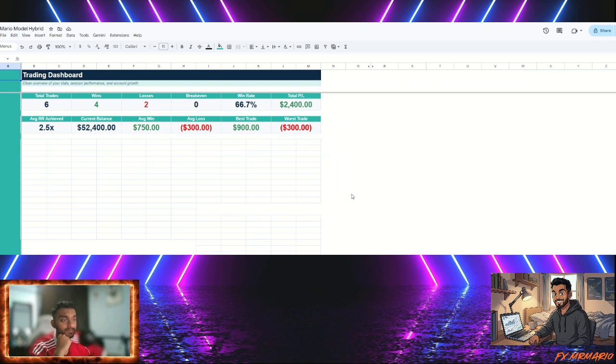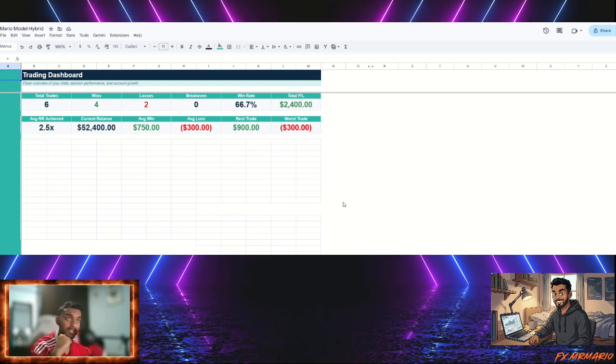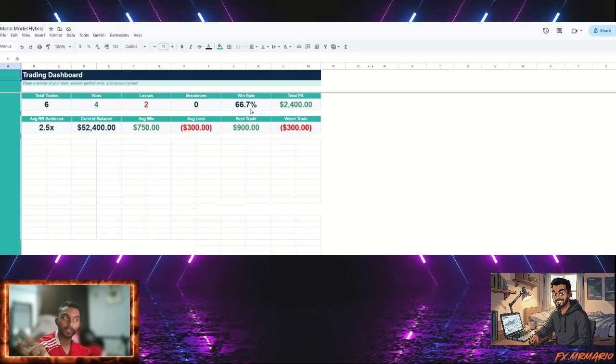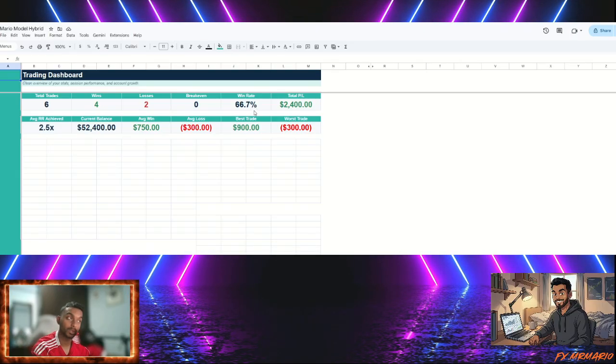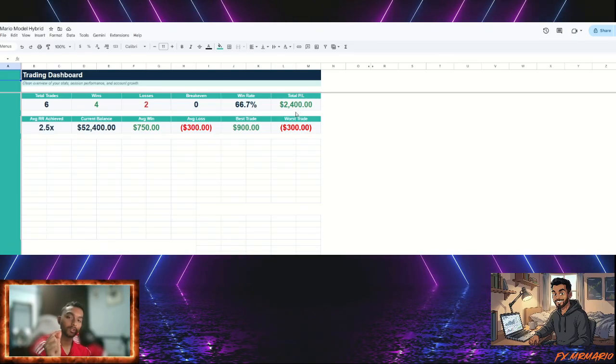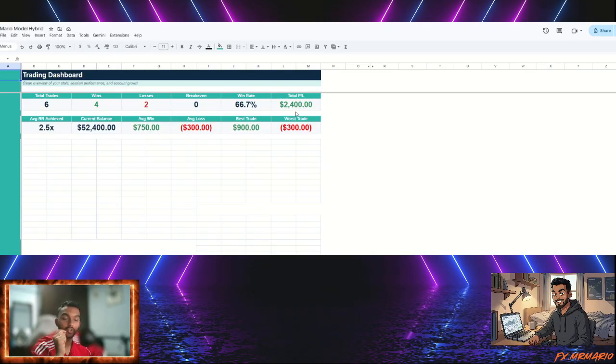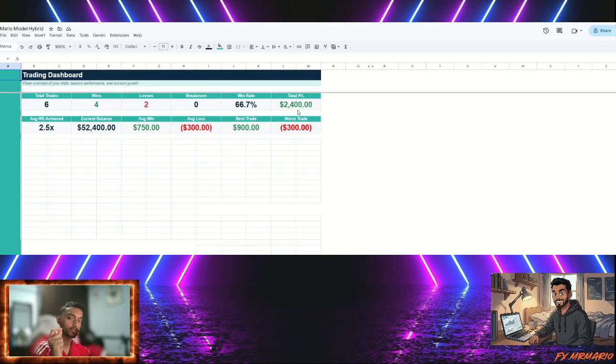With that being said, as you can see on your screen, this is the dashboard for this week alone. We took six trades altogether. We had 4 wins, 2 losses. The win rate is about 66.7% just for this week alone, and we made $2,400. If you know evaluation accounts, you need $3,000. So we fell $600 short for this week. Hopefully we can get this eval funded by next week.